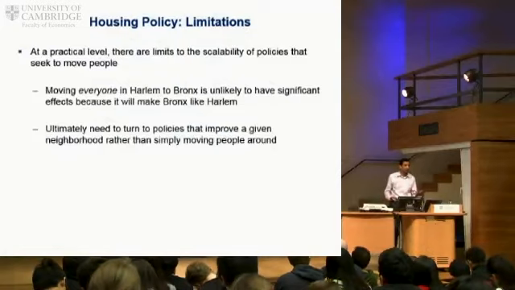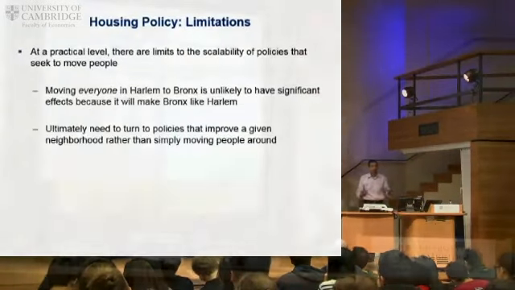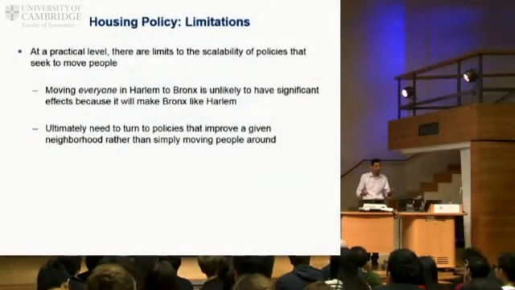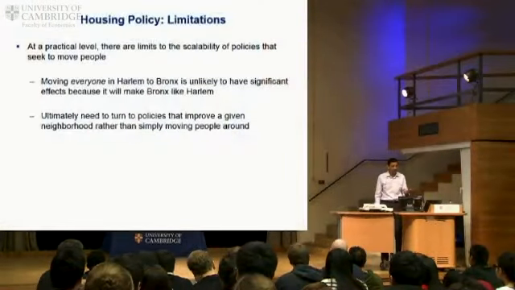The second limitation, which is somewhat more practical, is that there are limits to the scalability of policies that seek to move people, right? I mean, your policy solution at the end of the day can't just be that you're going to move everyone, because if you moved everyone in Harlem to the Bronx, it would be surprising if that had any effects, because you're essentially going to recreate Harlem in the Bronx, right? It's not like it's the soil in the place or some physical attribute of the place that's making people do well. It's presumably the set of people who live there. And so ultimately, I think you need to turn to policies that are going to improve a given neighborhood in order to improve social mobility, and you can't just rely on moving people around across areas. And so that's what I want to turn to next.